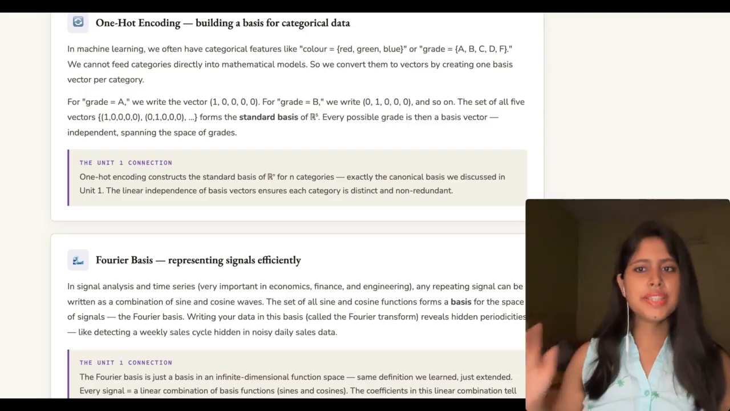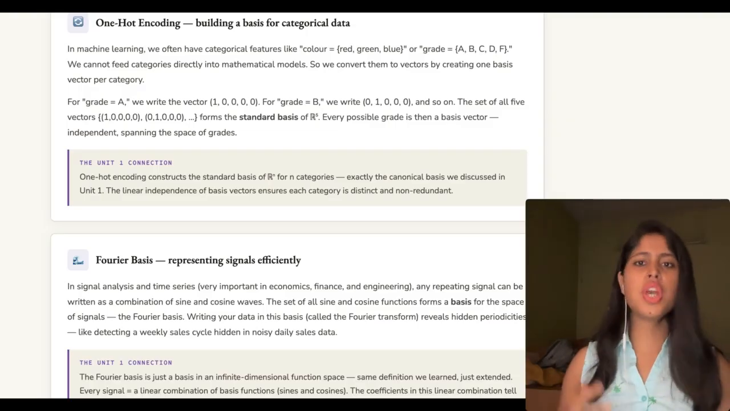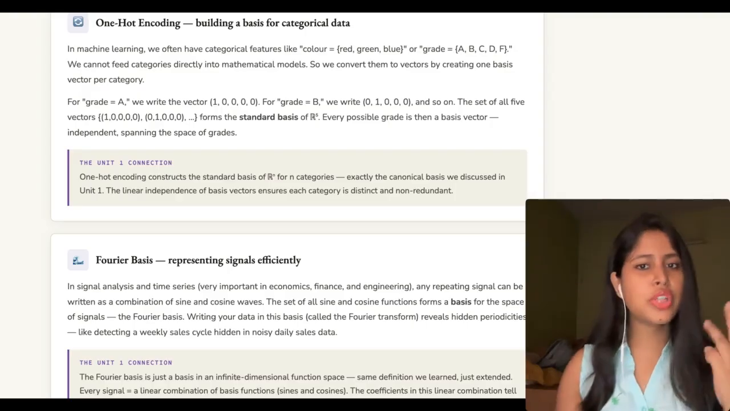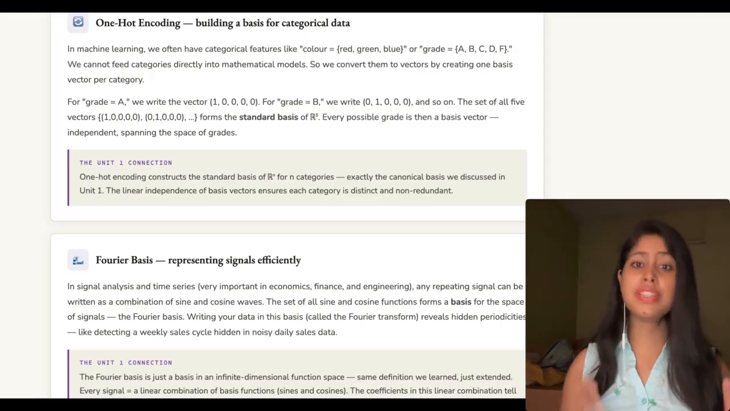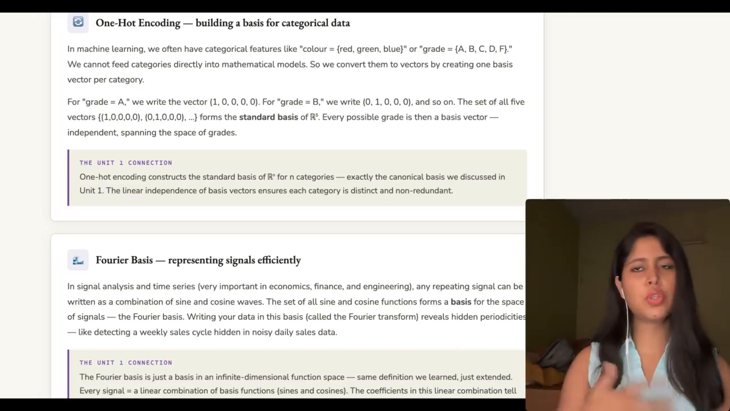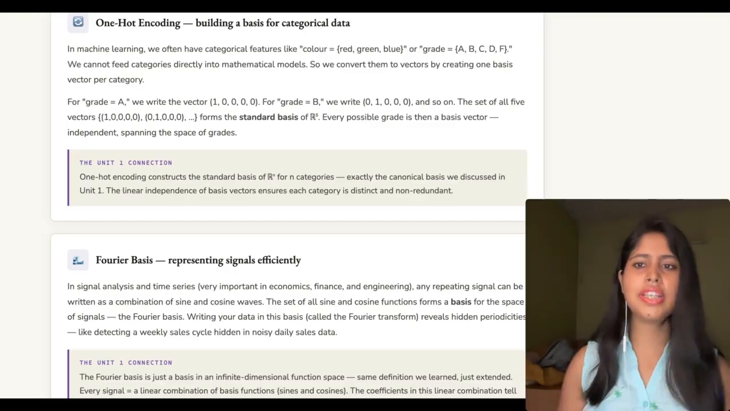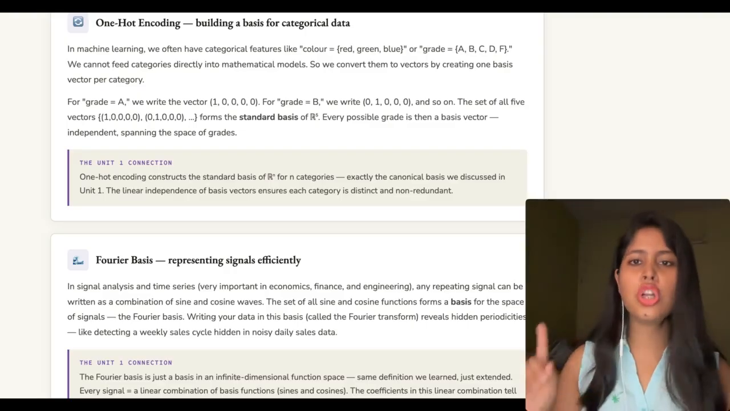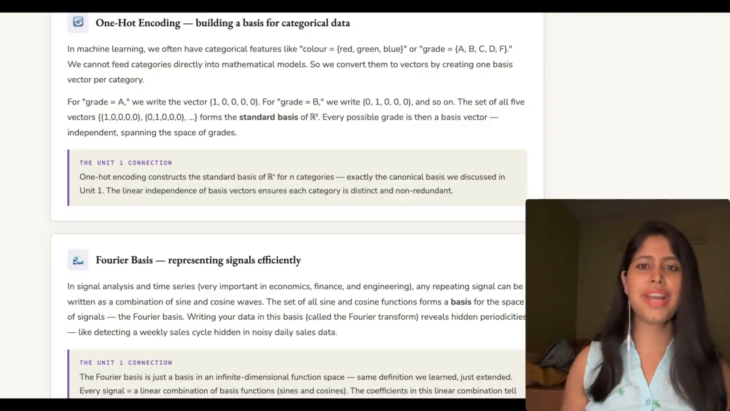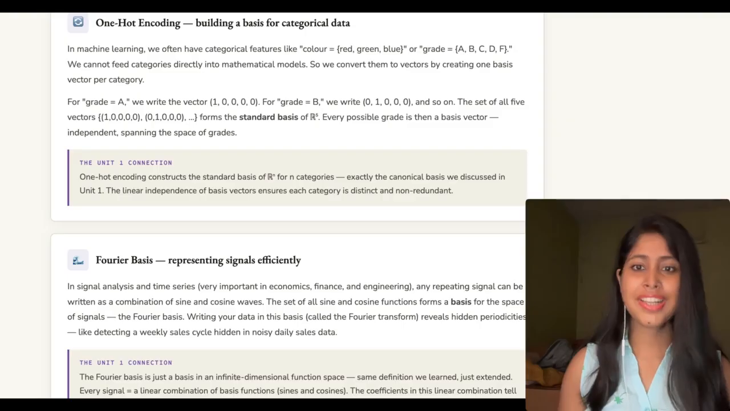For a simple example from machine learning, suppose you have a feature like color, which takes the values red, blue, and green. You cannot feed the word red into a mathematical model. So what do you do? You create three vectors, the standard basis: 100 for red, 010 for green, and 001 for blue. Now each category gets its own basis vector. This is called one-hot encoding, and it's used in literally every machine learning pipeline that deals with categorical data. This is so important, right?